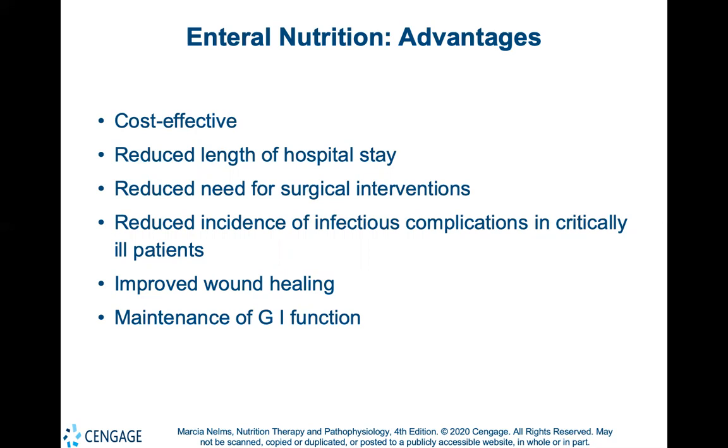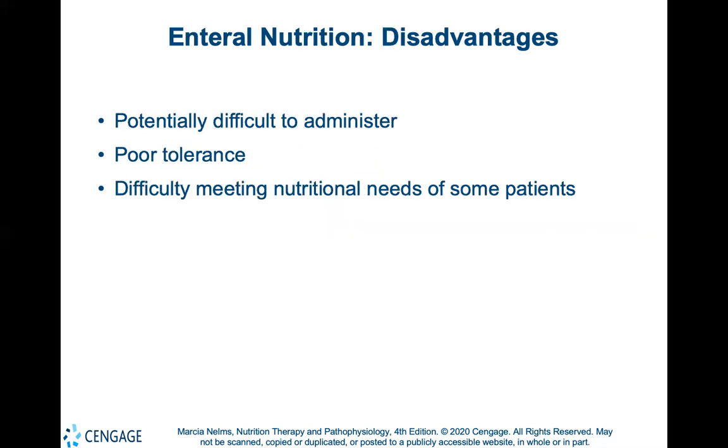Trophic feeding is providing enteral nutrition at a very low rate with the goal to maximize trophism and prevent bacterial translocation. Disadvantages of enteral feeding include the potential difficulty of administration, poor tolerance, and difficulty meeting the nutritional requirement of some patients. These disadvantages may be minimized by careful patient selection through nutrition-focused physical assessment.